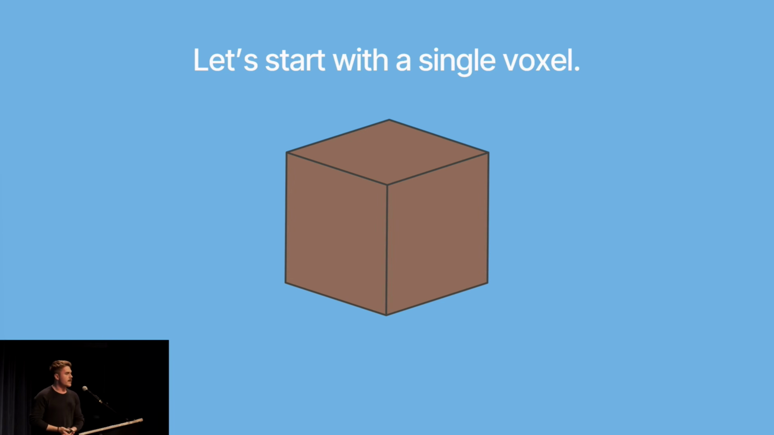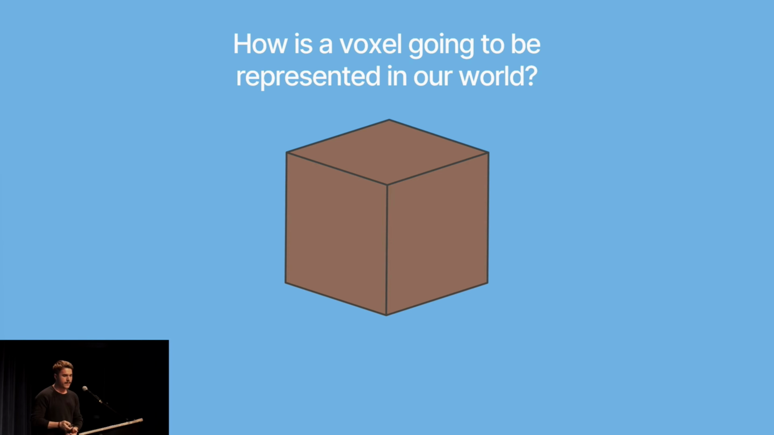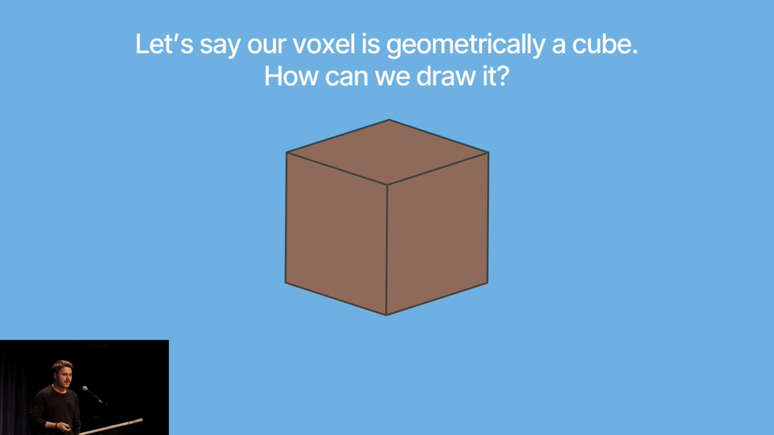Well, let's start with a single voxel, the simplest form that our engine is going to render at any given time. How is a voxel going to be represented in our world? For the sake of simplicity, and this is where it's no longer a pure voxel engine, so to speak, let's just say our voxel is geometrically a cube. Well, how do we draw a cube on the GPU?